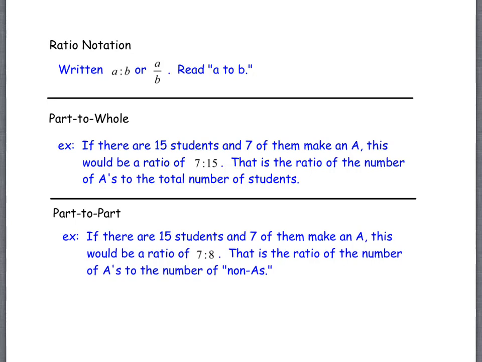One way to do the comparison is part to whole. For example, if there's 15 students and 7 of them make A's, the ratio of the part to the whole would be 7 to 15. The part of the class that made A's compared to the whole class.